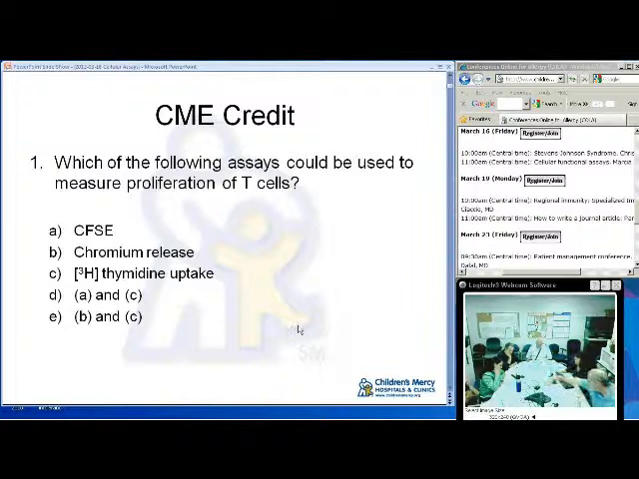So I guess we'll start with our internal CME credit. The first question is, which of the following assays could be used to measure proliferation of T cells? CFSE, chromium release, tritiated thymine uptake, A and C, or B and C.